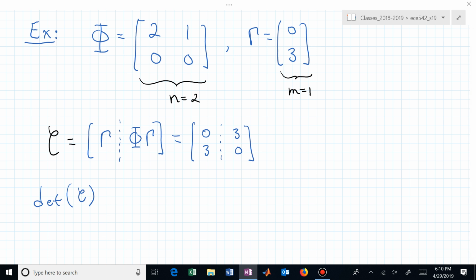Determinant of C better give us a consistent answer. This is now the product of the diagonal terms, minus the product of the off-diagonal terms. In this case, I have 0 minus 9. Oh, minus 9. What's that tell me? My determinant's minus 9. What does that mean? I don't know, it's minus 9. That means it's not equal to 0.